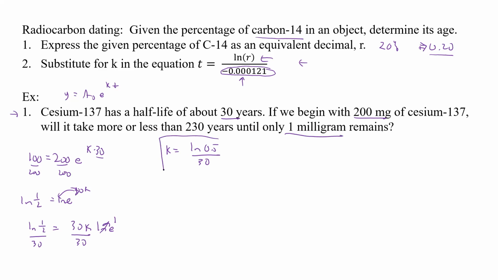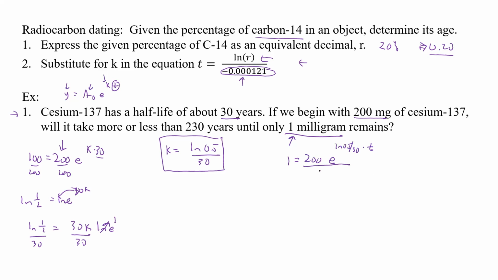Well, we know our k now. We know our initial value. We know what we want to plug in. And then from there, we can solve for t, because we have the k, we have the A naught, and we have our y. So we plug it all in. 1 equals 200, and then we have e to the ln of 0.5 over 30 times t, okay? Now this isn't any different solving than we did here, except here we solved for k, here we're solving for t. Okay, so what do we do?